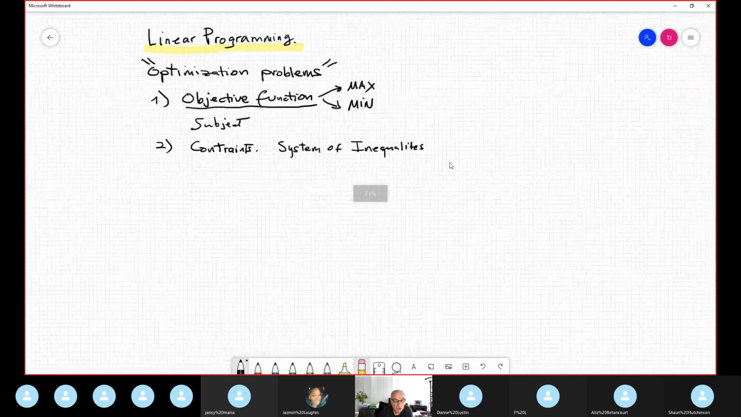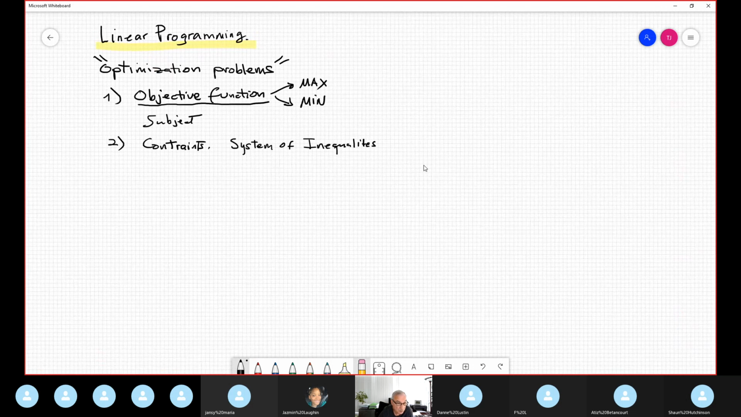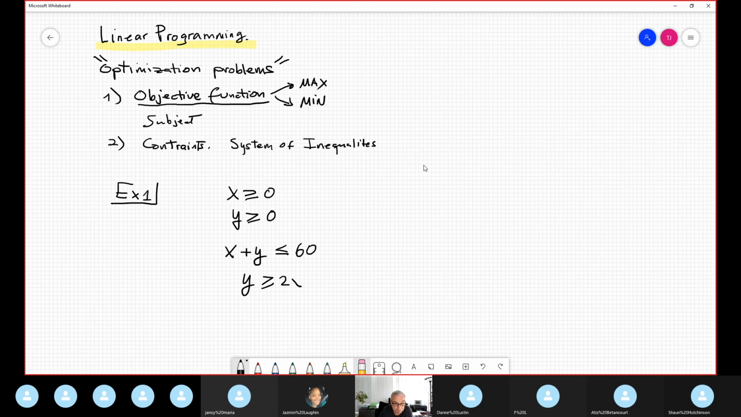Okay, let me present to you the first example of linear programming. Suppose it gives one set of inequalities: inequality number 1, inequality number 2, inequality number 3, inequality number 4. And this represents the constraints. Now we have the objective function. The objective function is normally called z, I don't know why. It's 250x plus 150y. Okay, this is my objective function.